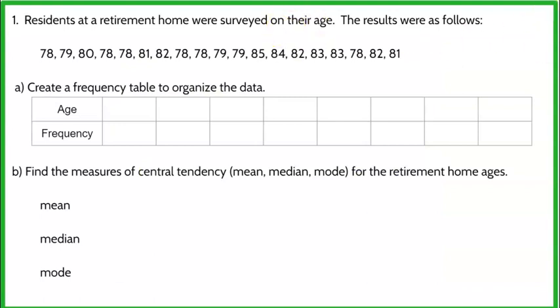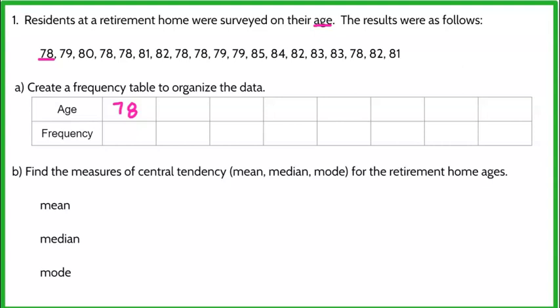So here we are going to complete a frequency table for the data of residents at a retirement home who were surveyed on their age. The results were as follows. So we have all of these numbers. I'm going to scan this data and look for the smallest number. The smallest number that I see is 78. So I'm going to start my table at 78.